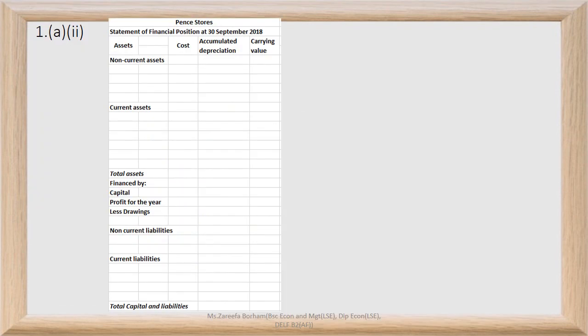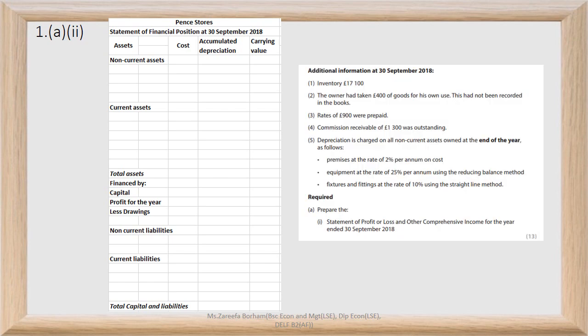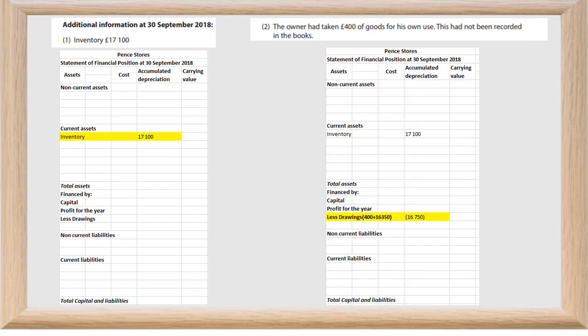Part 2 asks us to prepare the SOFP. So, once again, first draw the format of SOFP. Then, go through the additional information, and start entering all information relevant to assets, capital and liabilities. First, closing inventory is recorded as a current asset. Second, inventory drawings should be included in the financed by section. In this case, the inventory drawings should be added to the drawings figure in the trial balance, which indicates the cash drawings.